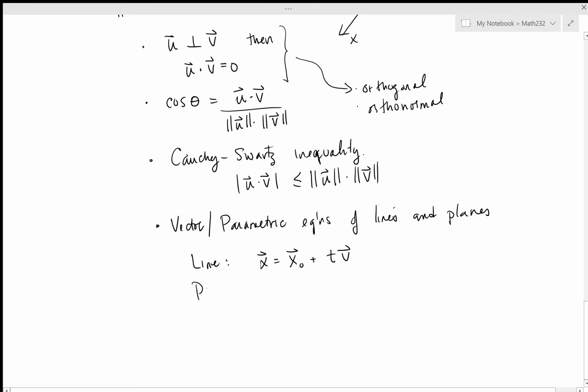And then we had a plane. The plane looks like this. The set of all vectors containing the point x naught plus parallel to the plane formed by the vectors v1 and v2. Okay, so we can write these things in vector form or in parametric form.